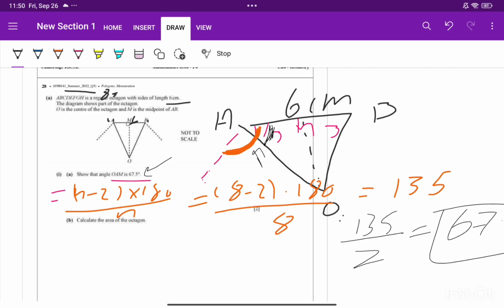Calculate the area of the octagon. So for the area of the octagon, the formula is side multiplied by half multiplied by base multiplied by height. Okay, so I should erase this also.